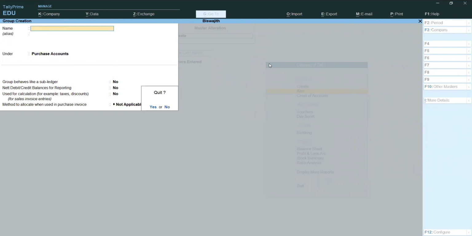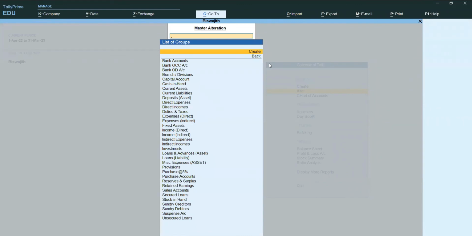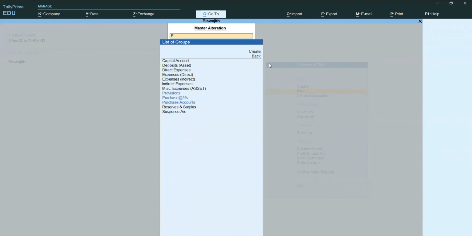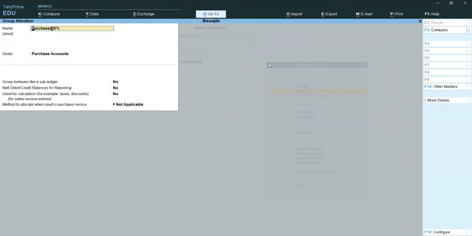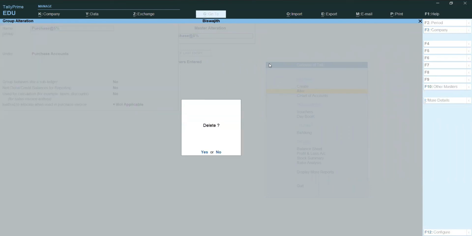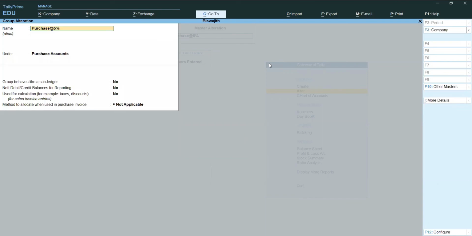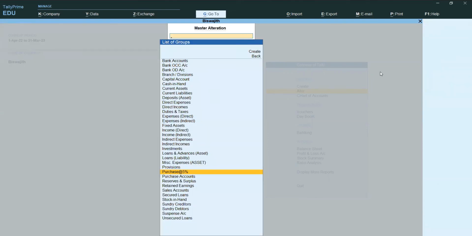So for example, is it saved or not, we will check. See under Purchase, Purchase at 5%, it is saved now. Suppose I want to delete this one, I am pressing Alt D, it is deleting. The groups we created manually, it is possible to delete. Default groups, it's not possible to delete. If you want to go back, you can press the Escape button in your button bar.